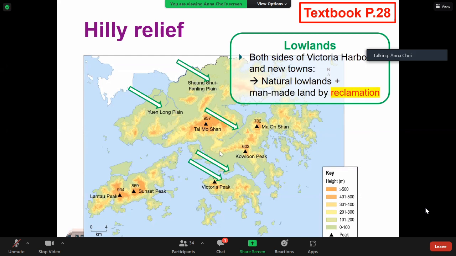But we do have some of them that are, in fact, man-made. You can see we have reclaimed land by reclamation. So if I just give you this photo, how can I know that they are man-made ones? So could you just describe?